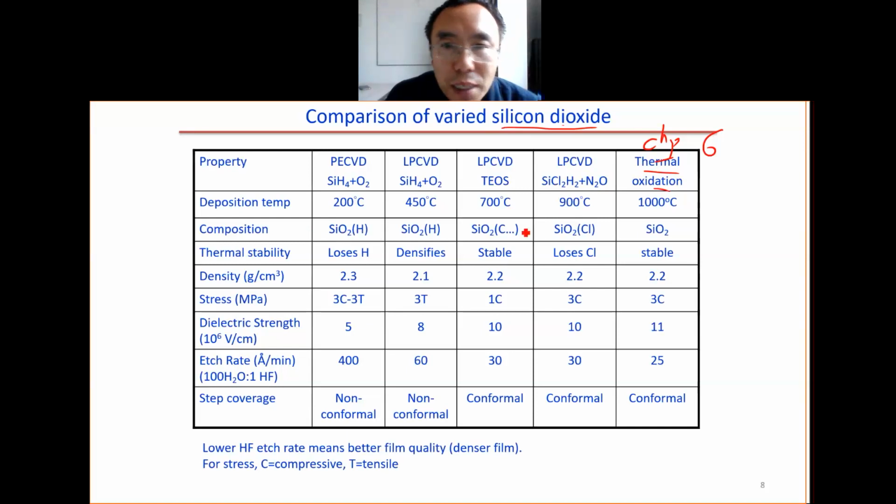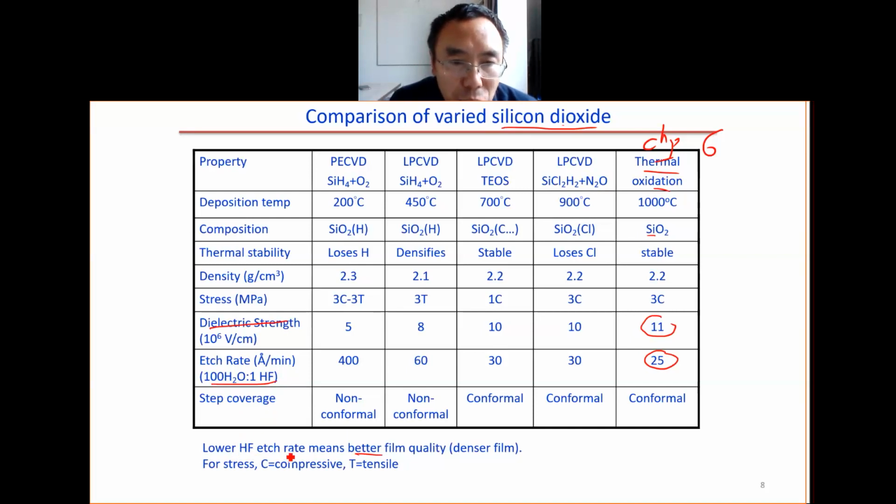So this is the combination. This one is very pure. Thermal stability, rigidity is the same. Stress: thermal oxides give the highest dielectric stress. For the etch rate, this one is slowest. So we have a slower etch rate, which means better. The etching is done by HF, hydrofluoric acid.